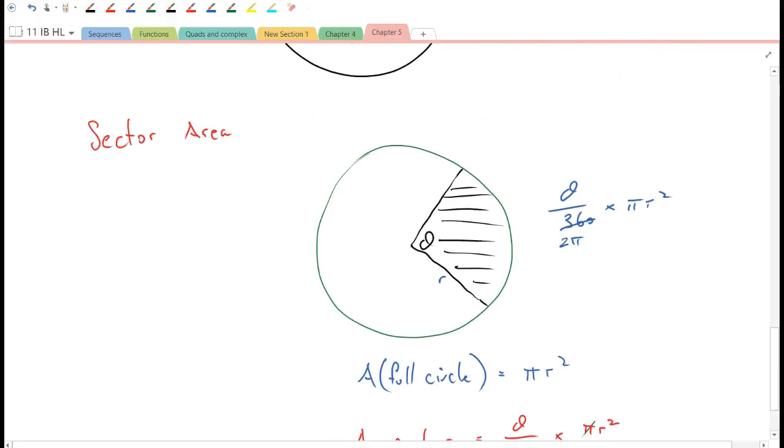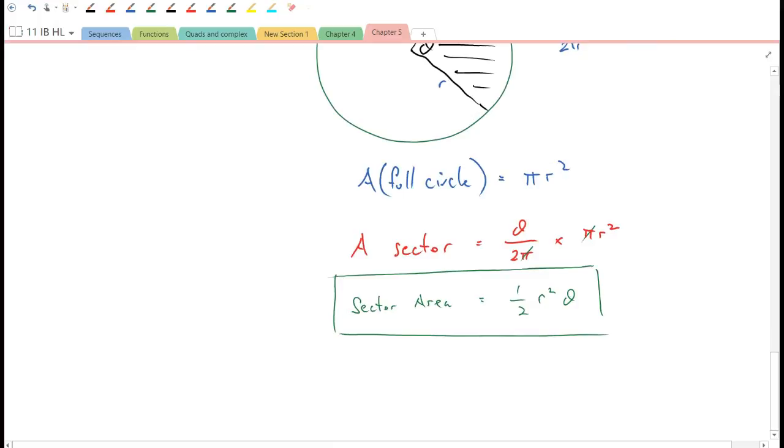Okay, we'll pause it there, and we will be doing exercise 5N on page 272 on Friday. I'll see you then.